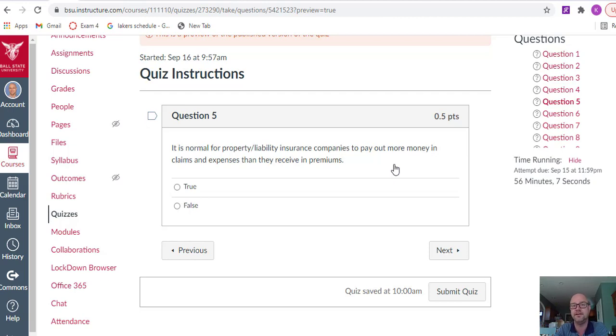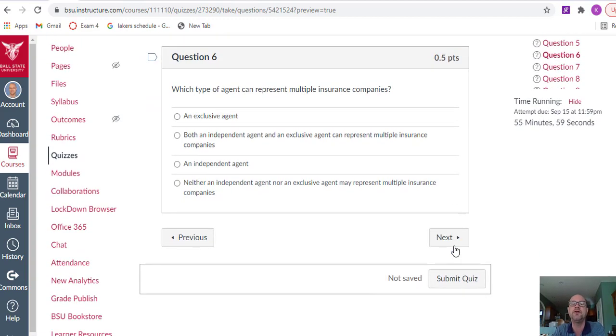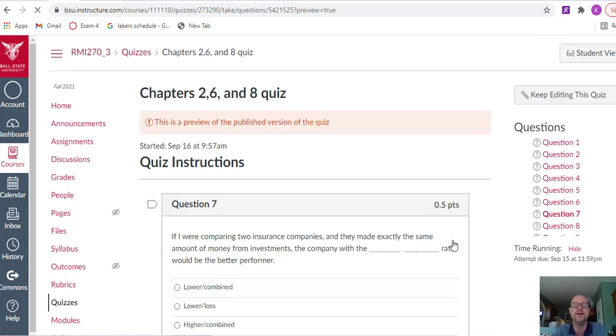And that was kind of a key thing that we talked about there about why investments are so important. So I wanted to make sure that we hit that. So that one's true. Number 6, who can represent multiple insurance companies? That's an independent agent. Exclusive agent can only represent a single insurance company. Pretty straightforward there.